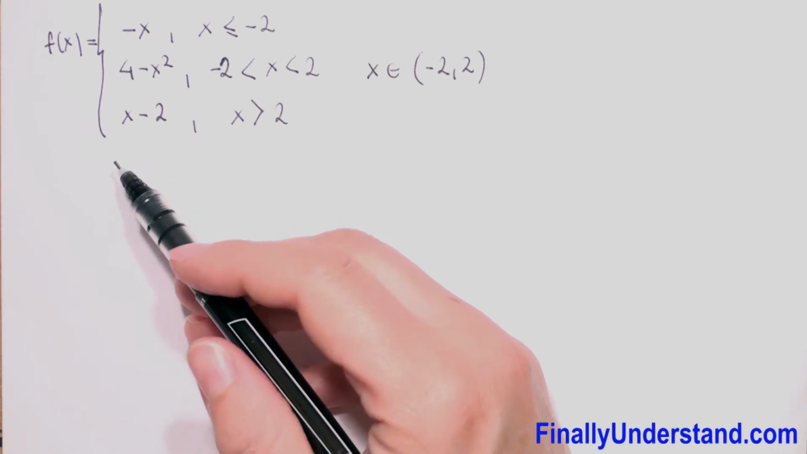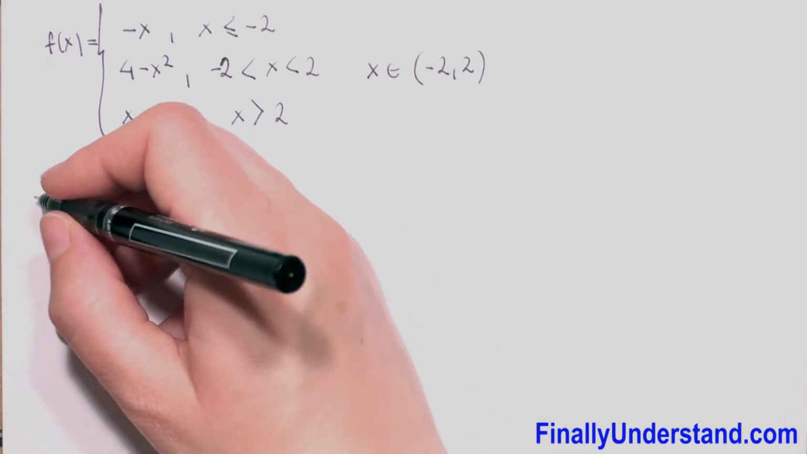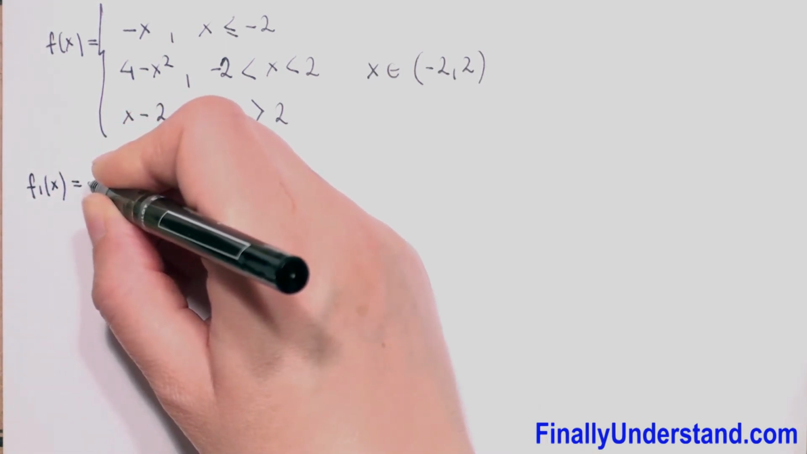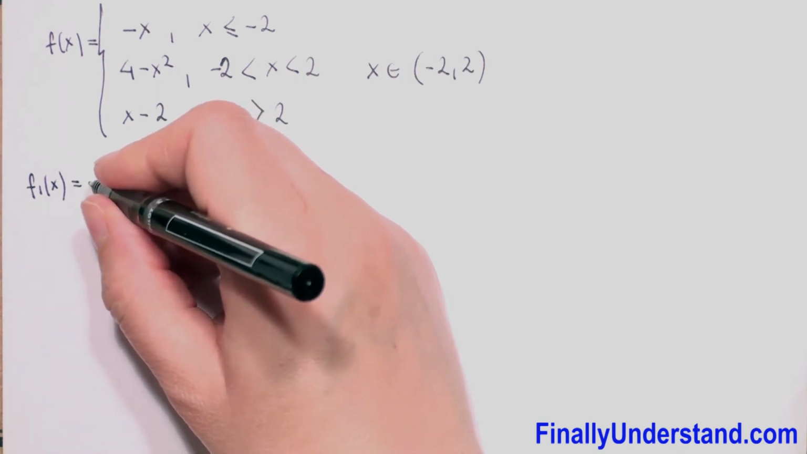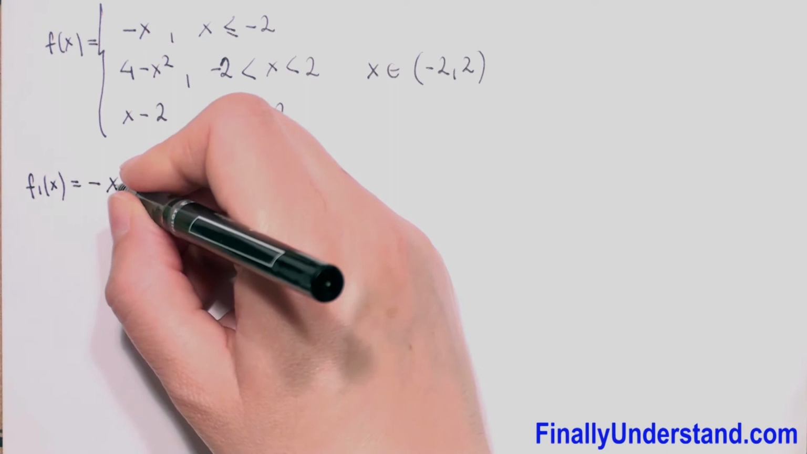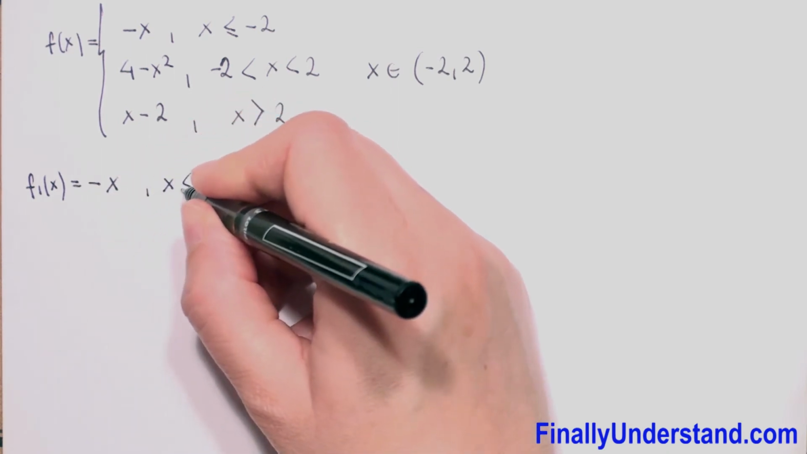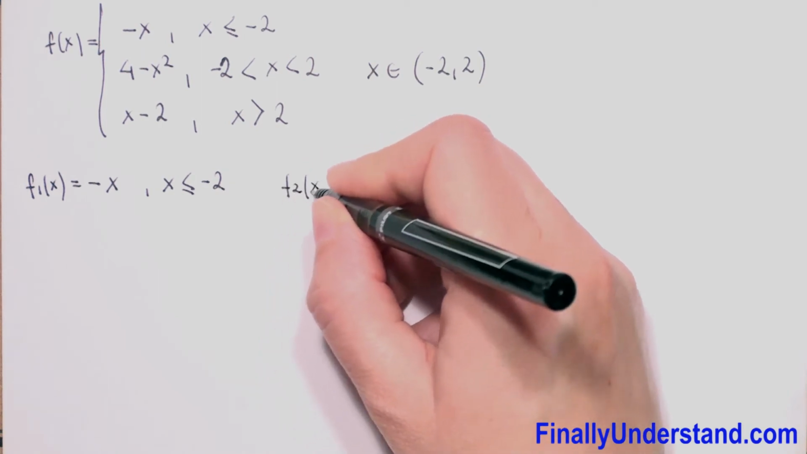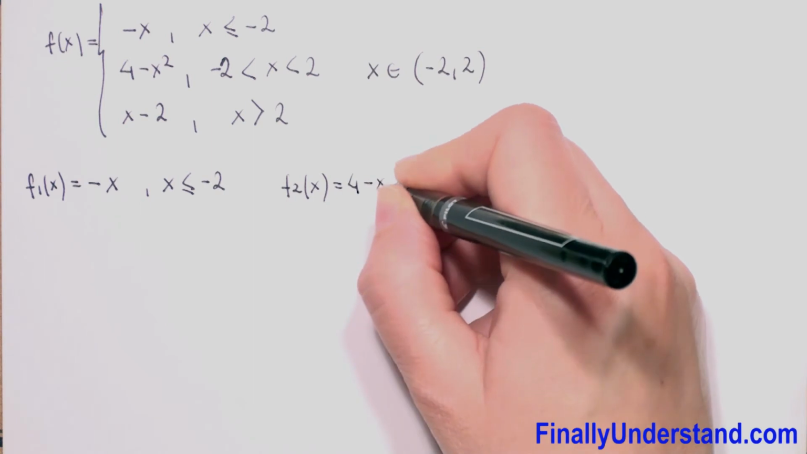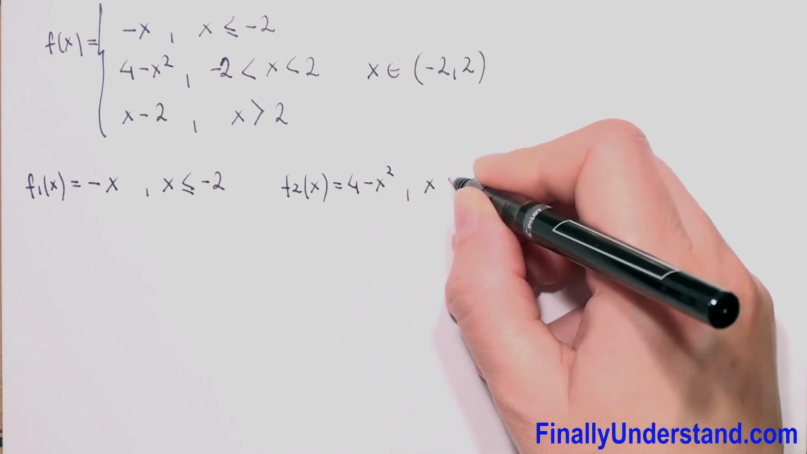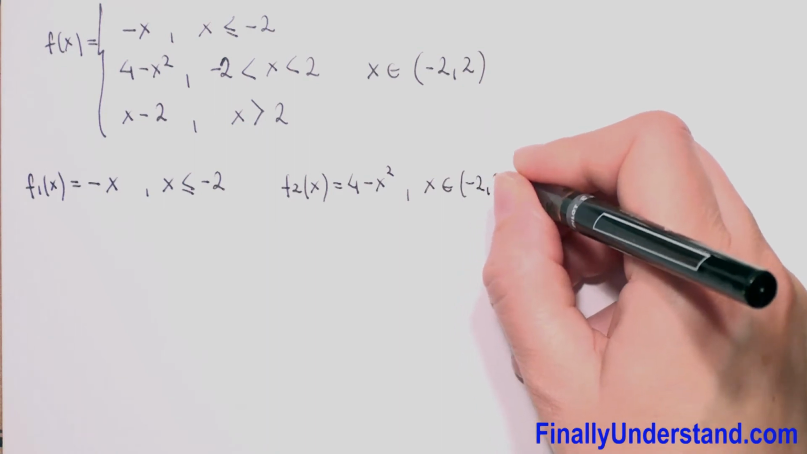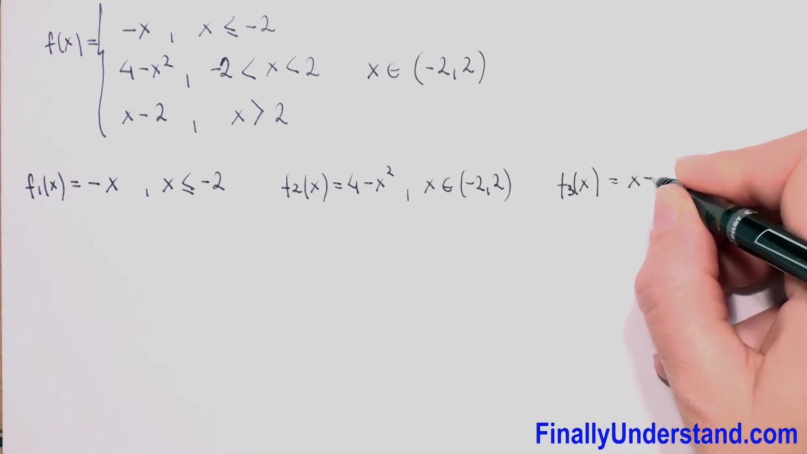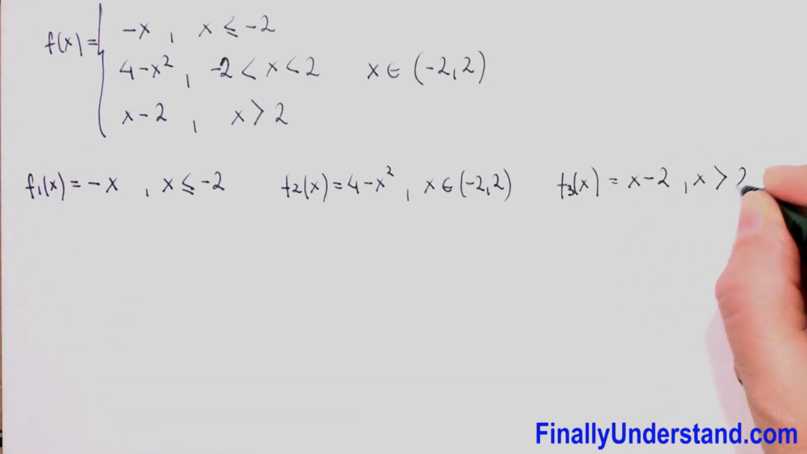So, like before, I will divide our function f into 3 parts. We have f1 of x, for x less than or equal to -2, with the formula -x. The second part will be 4 minus x squared for x belonging to the interval from -2 to 2. And the third part will be x minus 2 for x greater than 2.